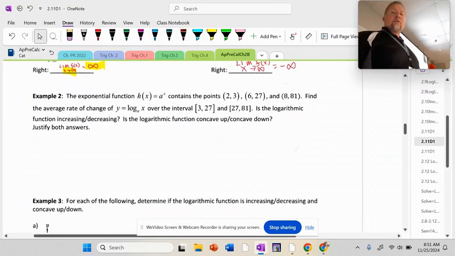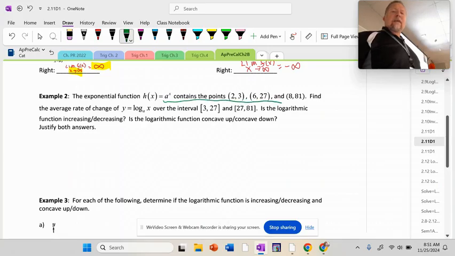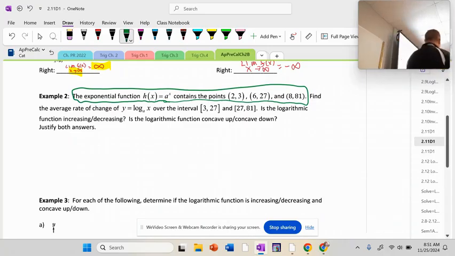I really don't like this question because actually some things are wrong here. 881. Here's what they're trying to get you to understand. This is an exponential set of data. I guess what you're supposed to see with this exponential data is it's increasing, right? 2, 6, 8, 2, 3, 6, 27, 8, 81, right?